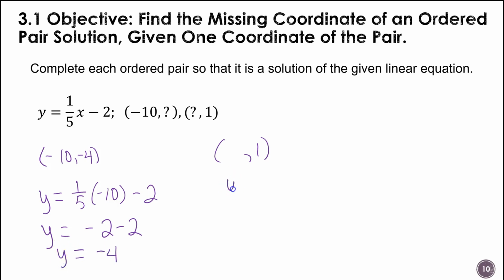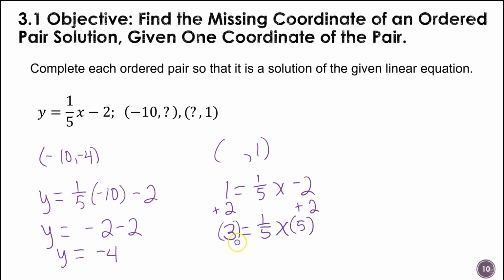On the second one, we're going to substitute the 1 for y and then solve the equation for x. So we're going to add 2 to both sides and then multiply by 5 because that's the reciprocal of 1/5. Remember, whatever we do on one side we must do on the other, and so we end up with x equals 15. So this ordered pair is 15, 1.